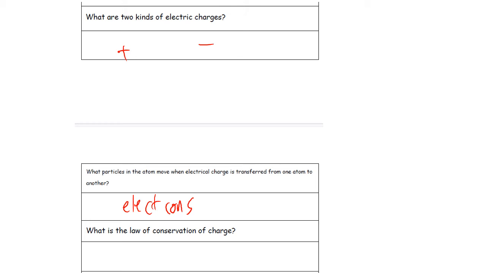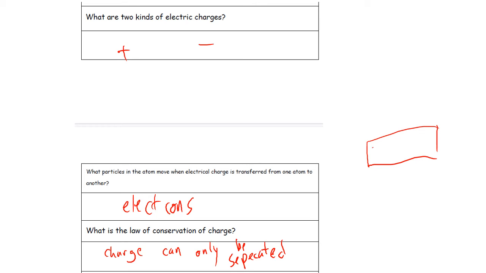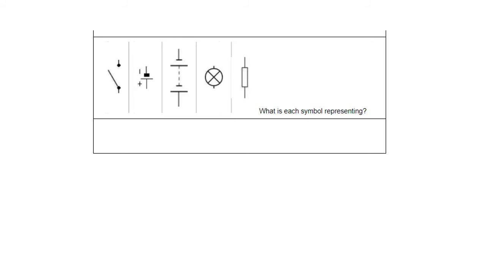Only the electrons do. What's the law of conservation of charge? We already talked about this a little bit. Charge can only be separated. So if you want to make charge on this block of metal here, you can push all the positives to that side, all the negatives on that side, and then cut it in half. Then you have two charged pieces, but you didn't create any charge, you just separated the positives and the negatives.